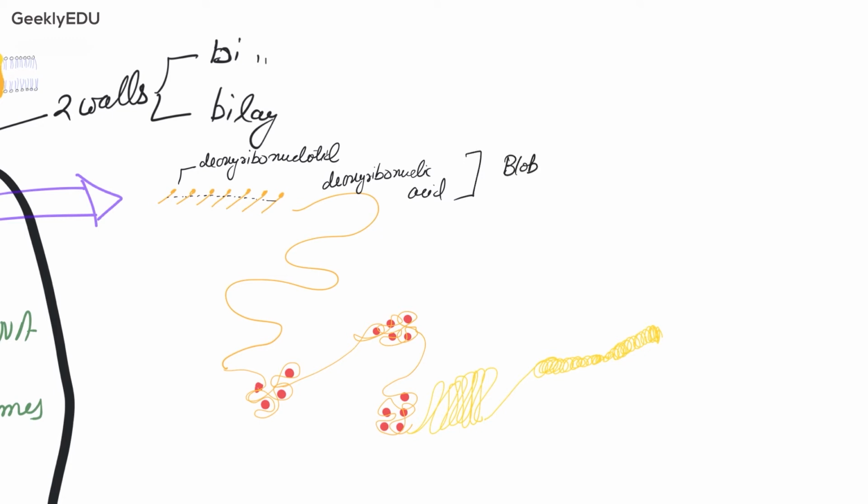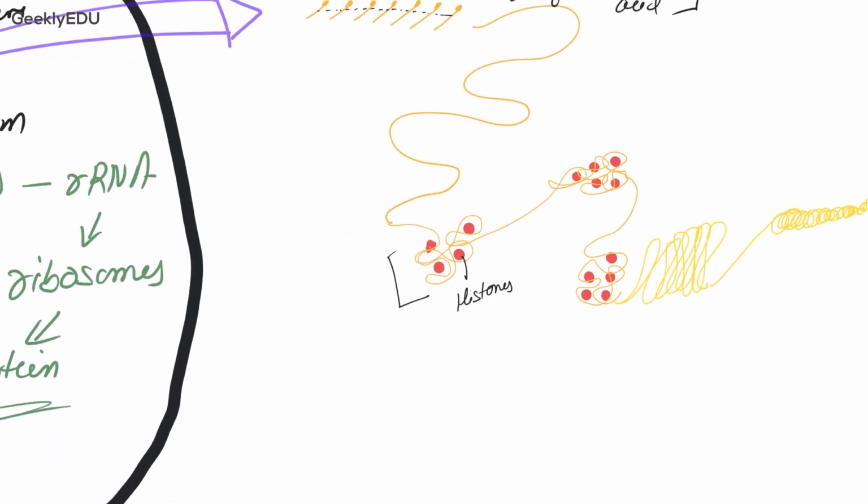You won't be able to see this thread, but this thread is not so loosely left out in the nucleus. It is wrapped around proteins in eukaryotes called histones, which enable it to condense the genetic material. And in this condensed state, this material is called chromatin, which is DNA plus histone proteins, right? So histone proteins plus DNA form this.